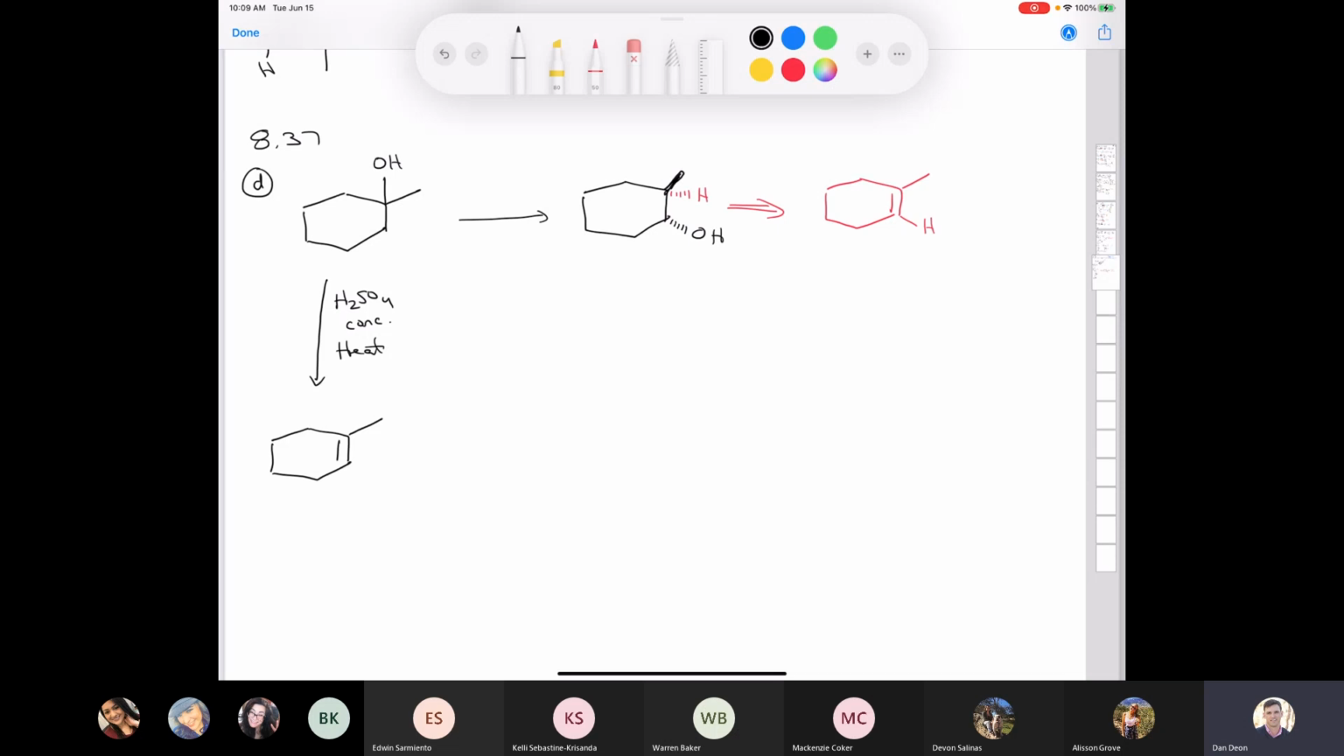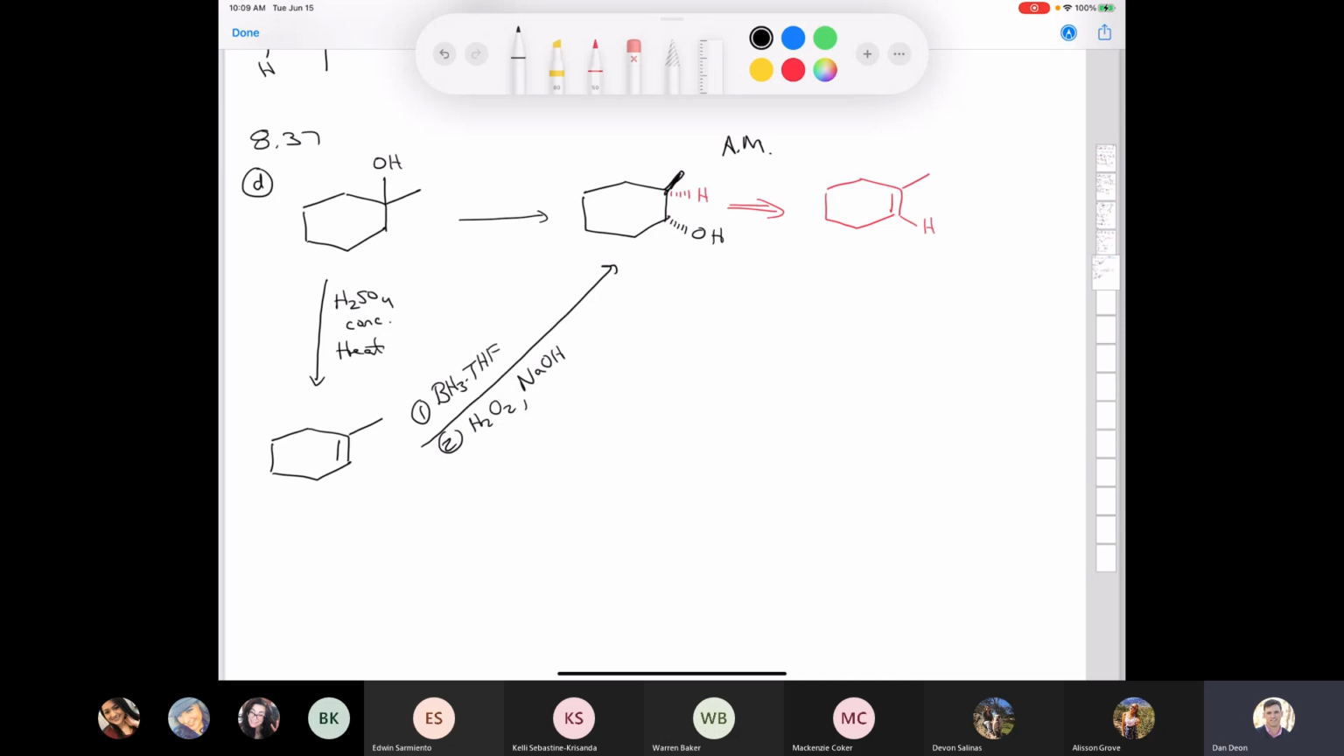Now all we've got to do is take this and treat it with borane and THF in the first step, and then in the second step we'll treat it with hydrogen peroxide and sodium hydroxide, because we want to do an anti-Markovnikov addition of water across that double bond, which again is syn addition.